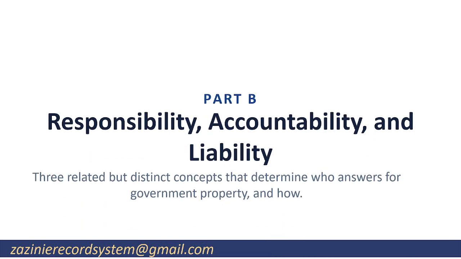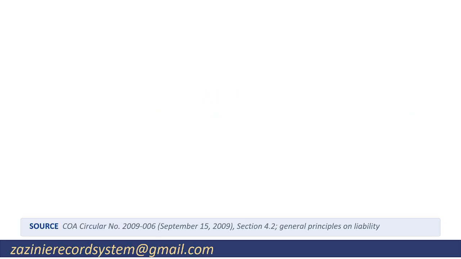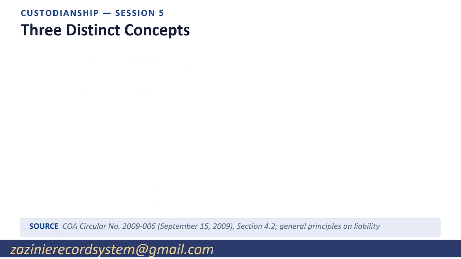Part B. Responsibility, accountability, and liability. 3 related but distinct concepts that determine who answers for government property, and how. This part is the theoretical core of the session, the precise difference between responsibility, accountability, and liability, and how each attaches to specific people under the law. Next slide. 3 distinct concepts.